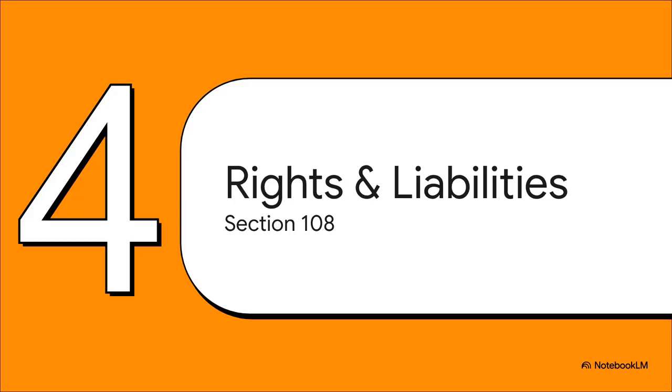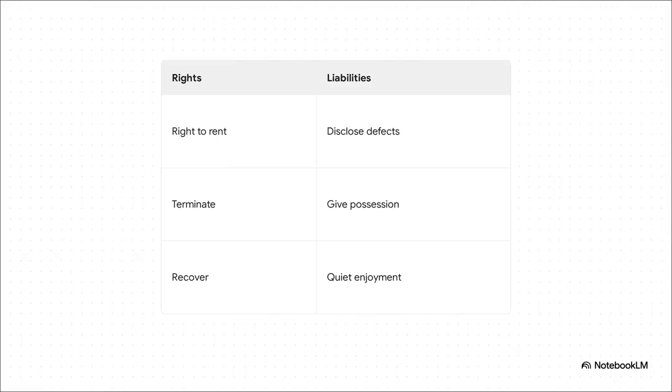We now arrive at the absolute bulk of question 22, Section 4, Rights and Liabilities under Section 108. You absolutely must present this massive block of information in a highly organized tabular format on your script. Let's look at the lessor's side first. For rights, 1. Right to rent. 2. Right to terminate the lease on breach. 3. Right to recover possession.